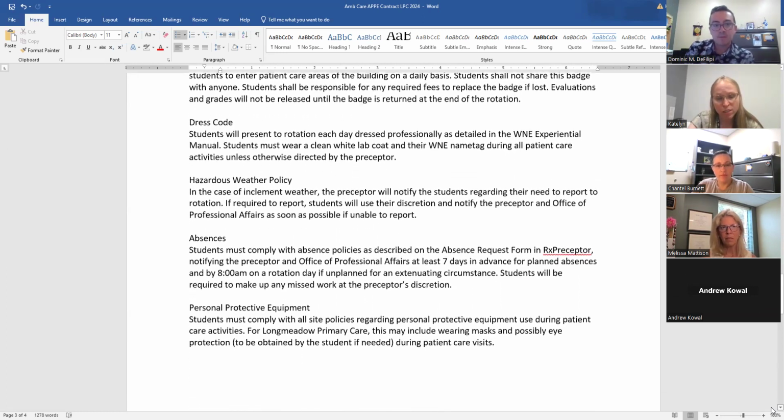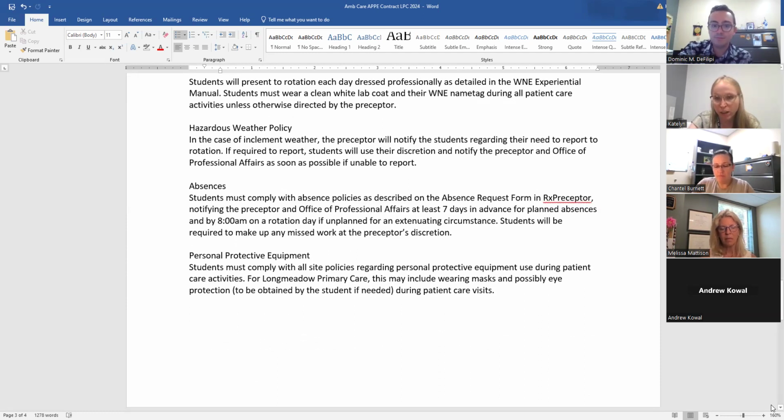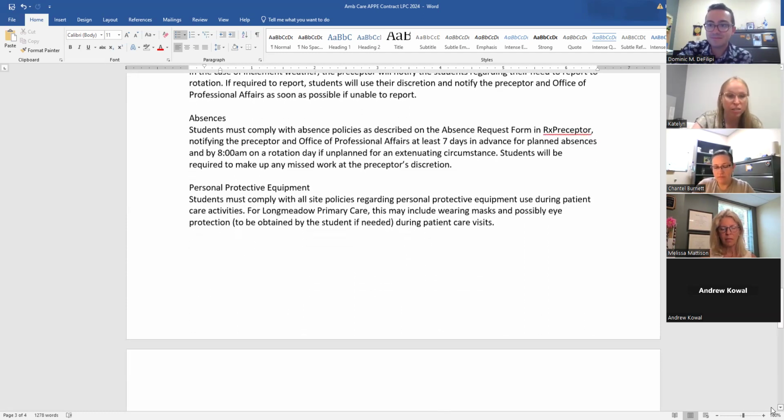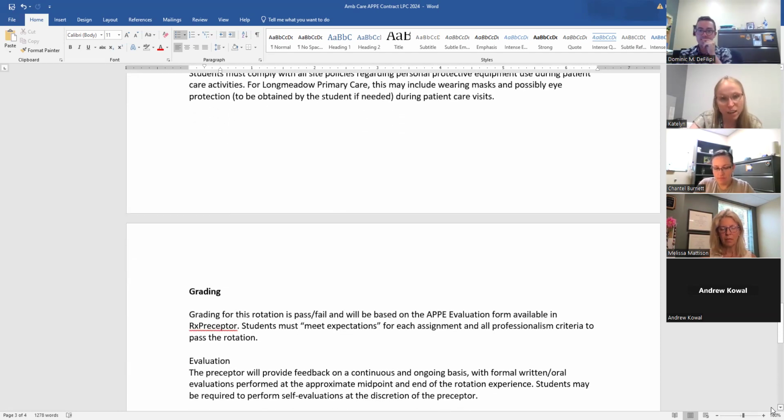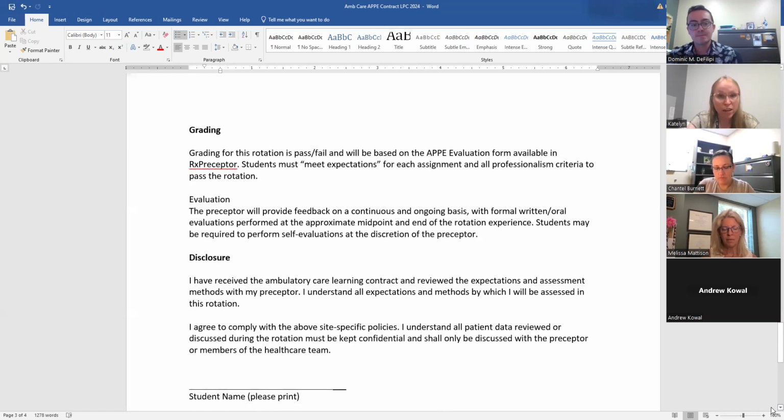With COVID, the students sometimes had to buy protective eyewear. So I have that in there, that they may have to purchase those things depending on the status at the time. And then the last page just talks about grading, that the rotation is going to be pass fail, but they also need to meet expectations for all the assignments and all the professionalism criteria. To supplement this, I also print out their actual evaluation sheet so that they can see everything I'm going to grade them on. And I give that to them on the first day as well.